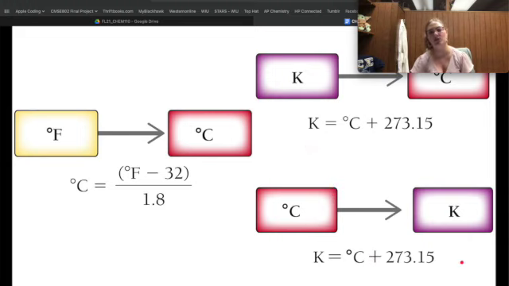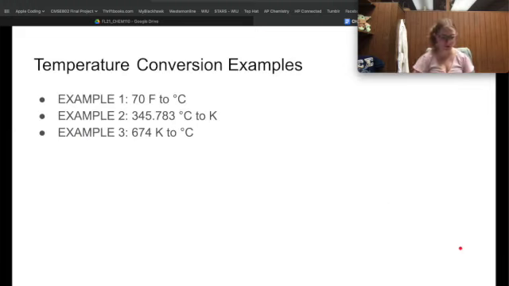adding that 273.15. And actually this graphic from the book is kind of weird because it's trying to tell you how to go from Kelvin to Celsius. If you're at Kelvin and you want to go to Celsius, this should really say something closer to K minus 273.15 equals degrees Celsius. It's just the opposite. So if you want to go from Kelvin to Celsius, you're going to subtract. If you want to go from Celsius to Kelvin, you're going to add. So let's go ahead.